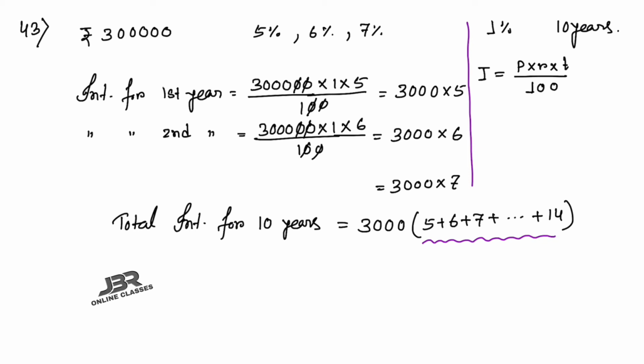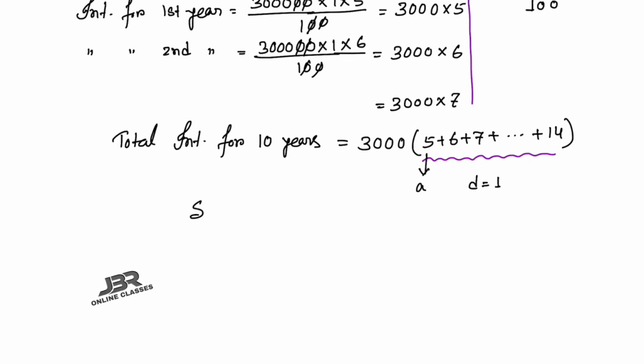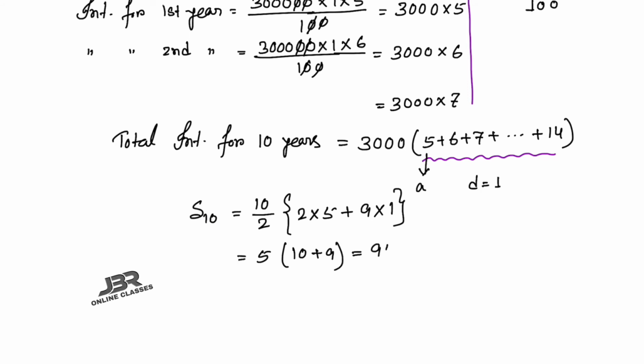So here you can apply the formula of the arithmetic progression, that is Sn. Okay, and in that case here A equals 5, D equals definitely 1, and here this last one is 14. Okay, so that means here you can apply the S10 formula, and it's 10 by 2, into 2 into A plus 9 into D, means here 1. Okay, so now here you can write down 5, here 10 plus 9, that means 19 into 5, so it's 95.